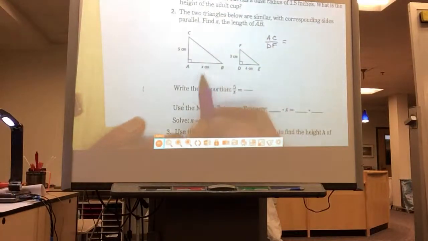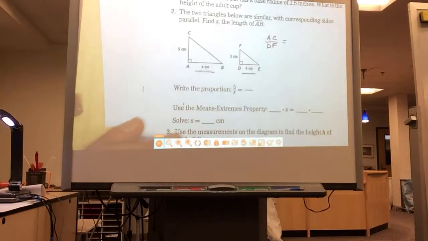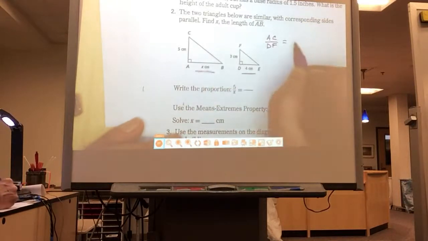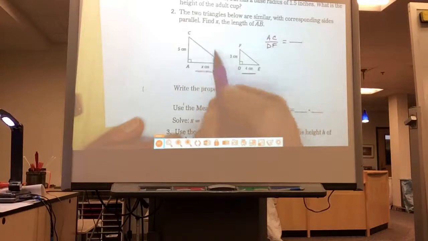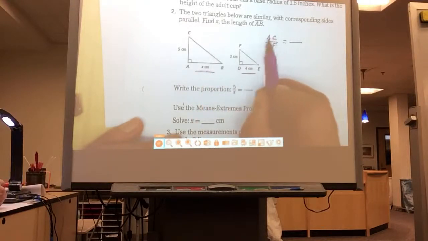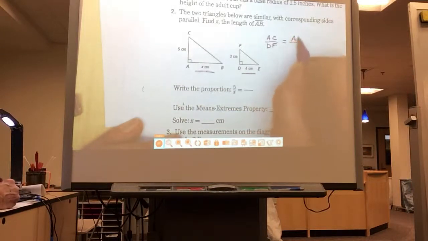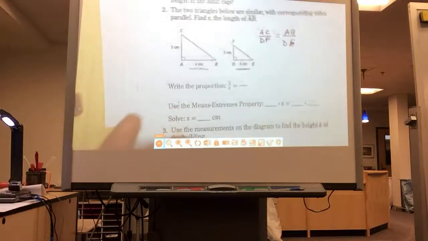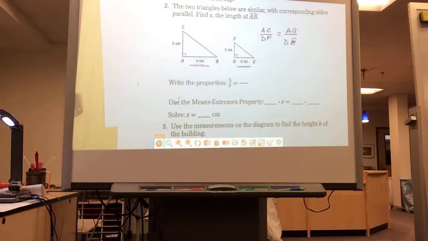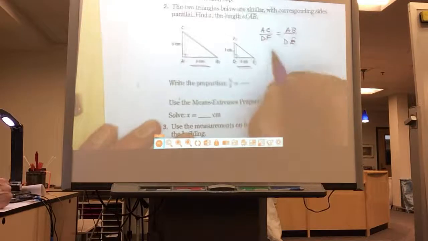then you have to take a look at the other two sides that we're working with. Your fraction is going to have to include, if AC comes from the first triangle, the other side of the first triangle above here as well. So this will be AB to DE. Now we don't always have to write that down, but we have to recognize it so we know where to put our numbers. So length AC is 5 centimeters.